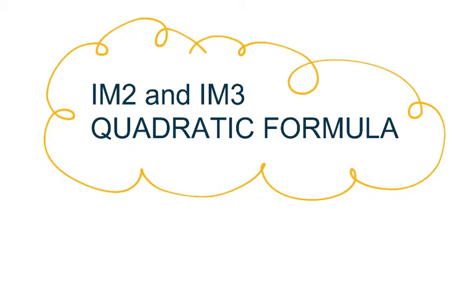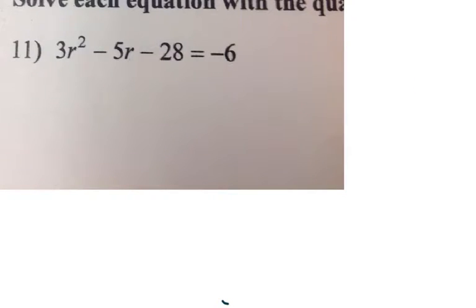Okay guys, as promised, I was going to make a video on the quadratic formula one more time. So let's get started. Notice on this problem here, I cannot use the quadratic formula until that -6 becomes a 0. So how do I make that happen? I'm going to add 6 to both sides, right?